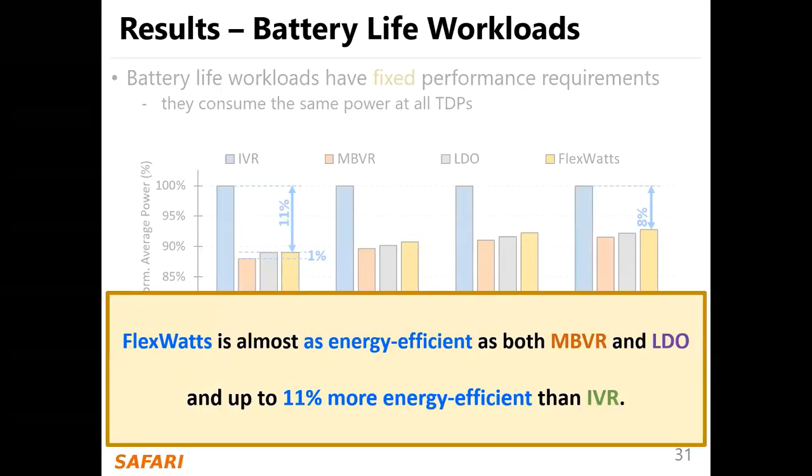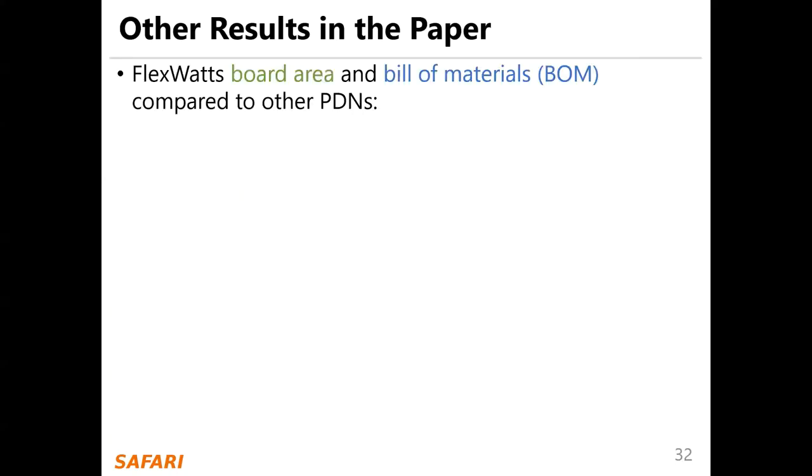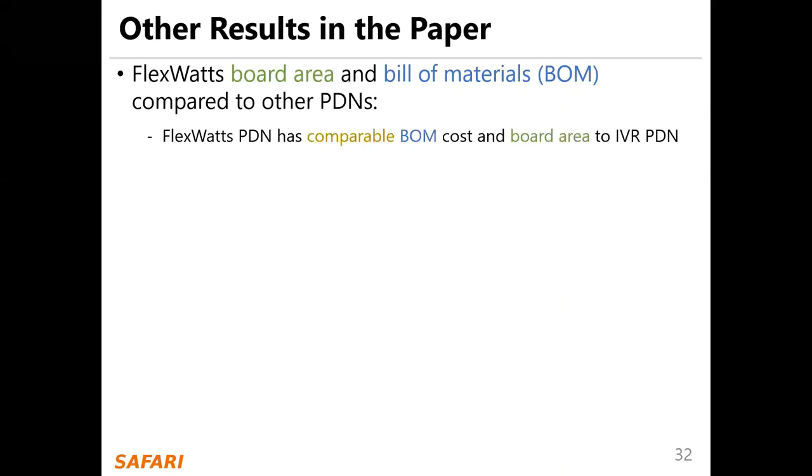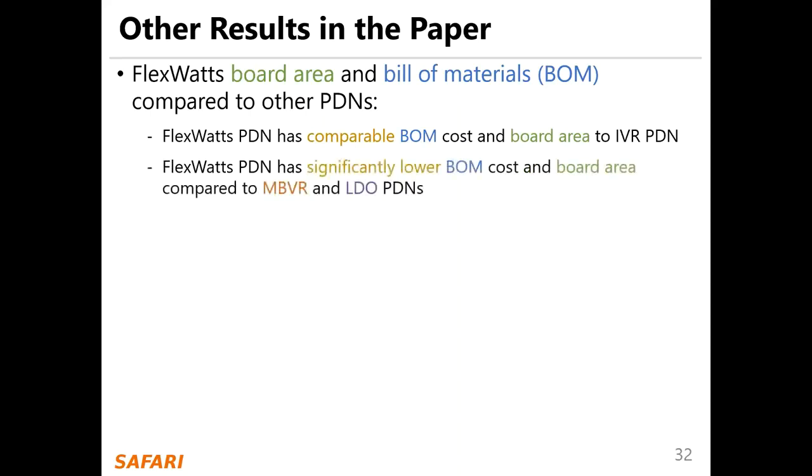We conclude that FlexWatts is almost as energy efficient as both MPVR and LDO, and up to 11% more energy efficient than IVR. We have other results in the paper. For example, FlexWatts board area and bill of materials compared to other PDNs. FlexWatts has comparable BOM cost and board area to IVR PDN. FlexWatts PDN has significantly lower BOM cost and board area compared to MPVR and LDO PDNs.